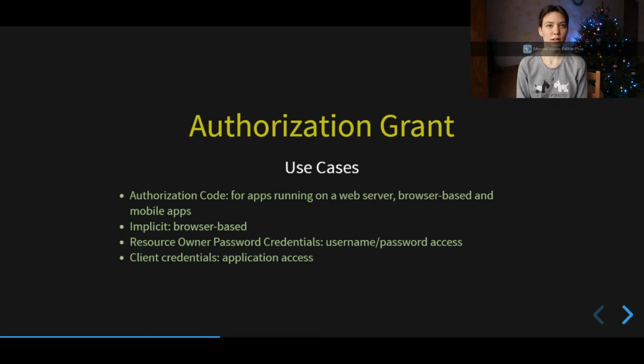Each authorization grant has its own use cases. For example, authorization code for apps running on a web server, browser-based, and mobile apps. Implicit for browser-based, resource owner password credentials for username password access, and client credentials for application access.